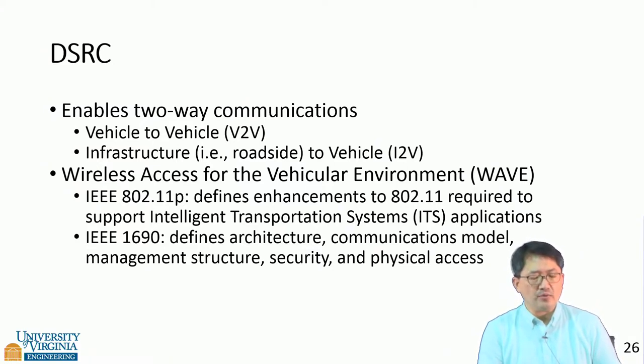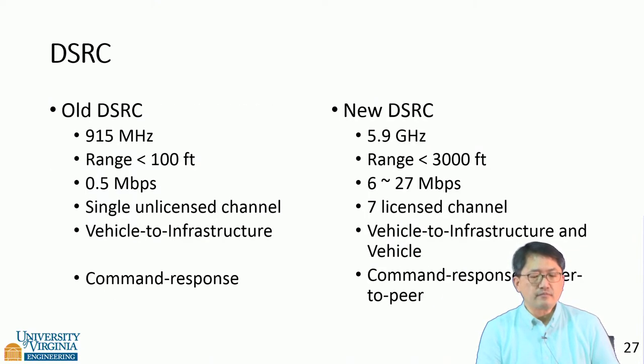And another IEEE family of the standard defines, obviously, the most important part, which is the security. So security is a big concern for any communications. I don't think they figured it out, but it's getting there. So all the DSRC is using different levels. Now new DSRC is at 5.9 gigahertz, at least in the US.